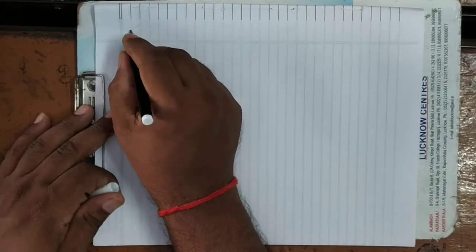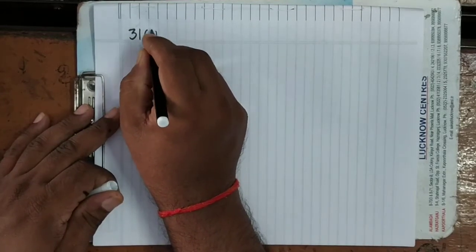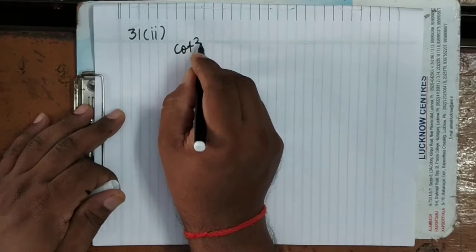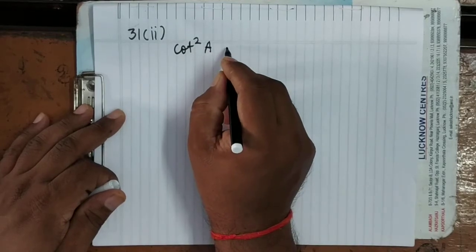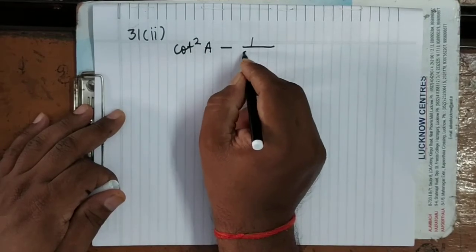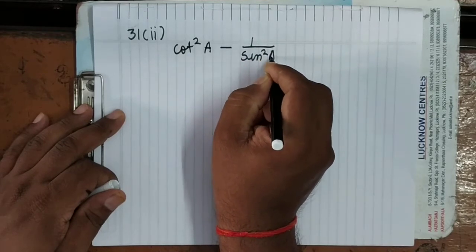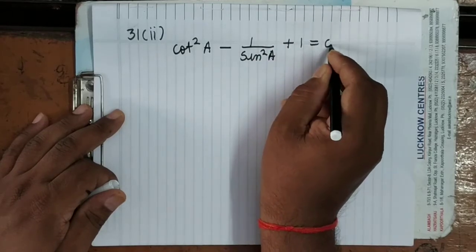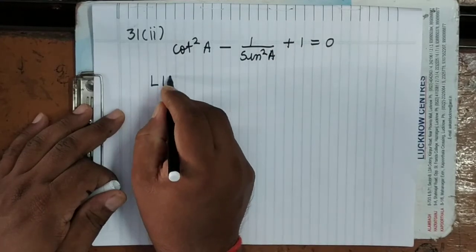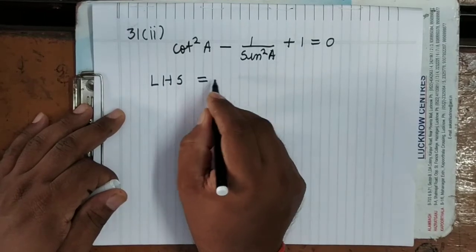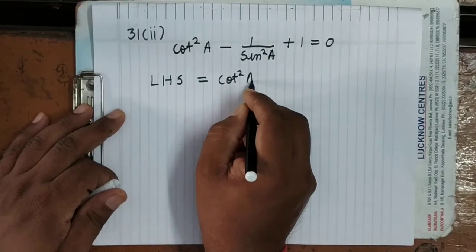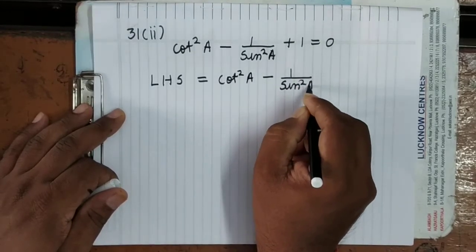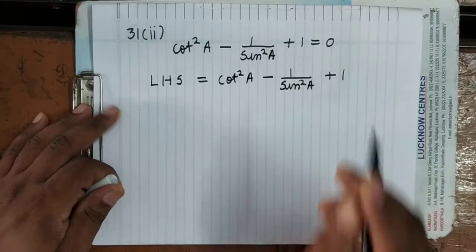Question number 31, second part. It is cot square A minus 1 upon sin square A plus 1 equals to 0. So you begin from the left hand side. So this is equals to cot square A minus 1 upon sin square A plus 1. It is clear.